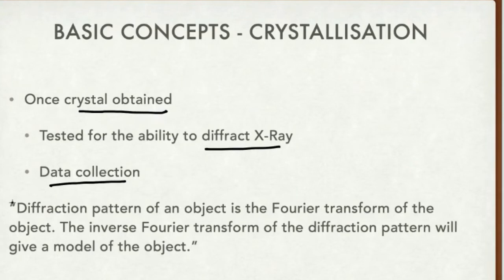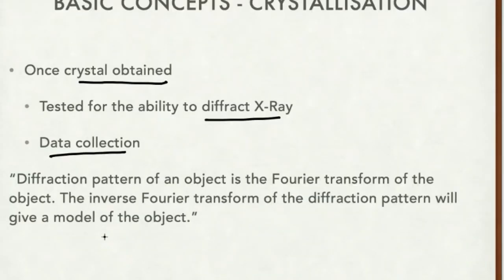A very important definition in terms of physics related to diffraction is that the diffraction pattern of an object is the Fourier transform of the object, and the inverse Fourier transform of the diffraction pattern will give the model of the object. Not much important for us, but in terms of physics, this is how they get the model, right?